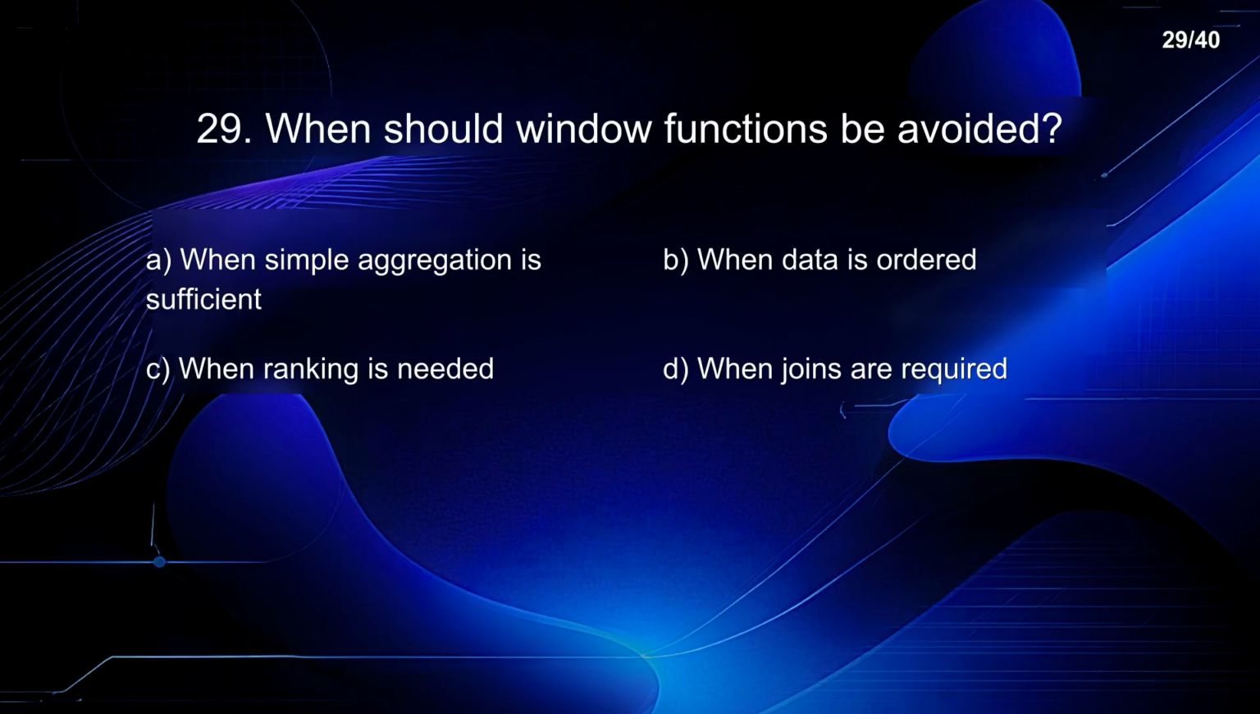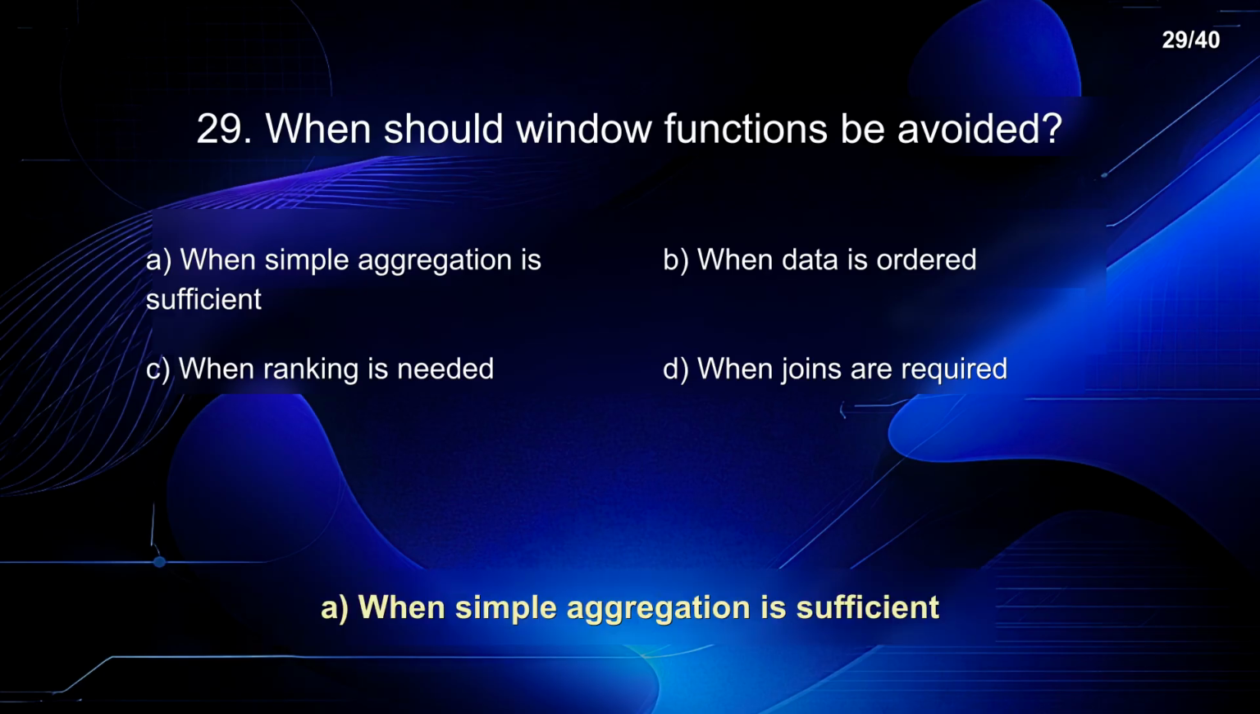29th question. When should window functions be avoided? A. When simple aggregation is sufficient. B. When data is ordered. C. When ranking is needed. D. When joins are required. Correct answer is A. When simple aggregation is sufficient.